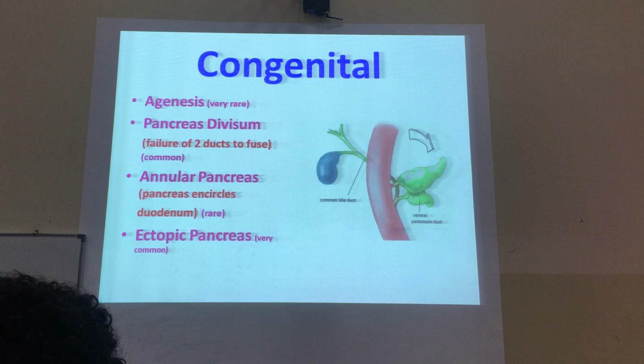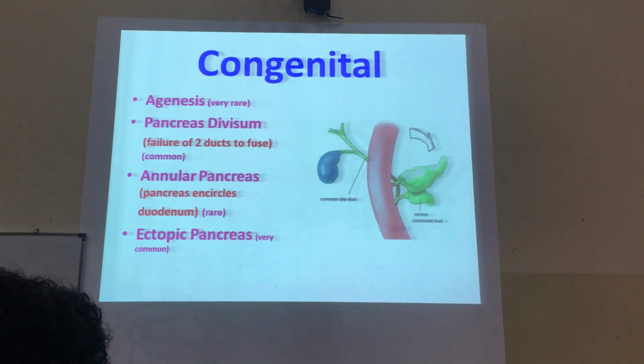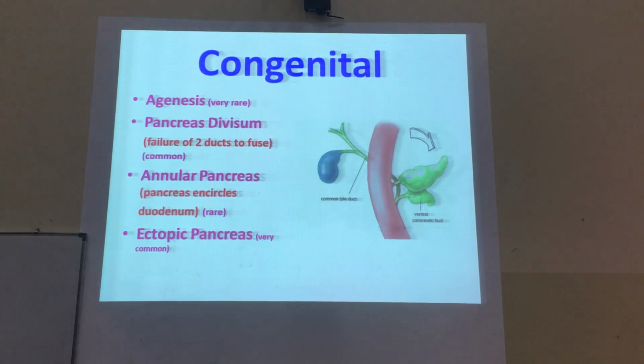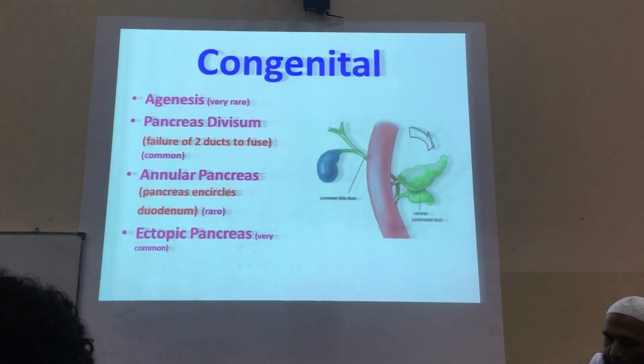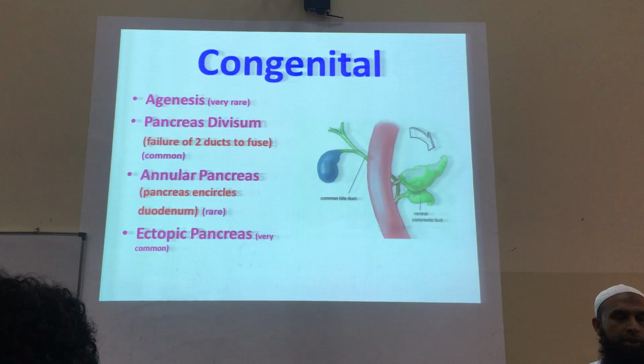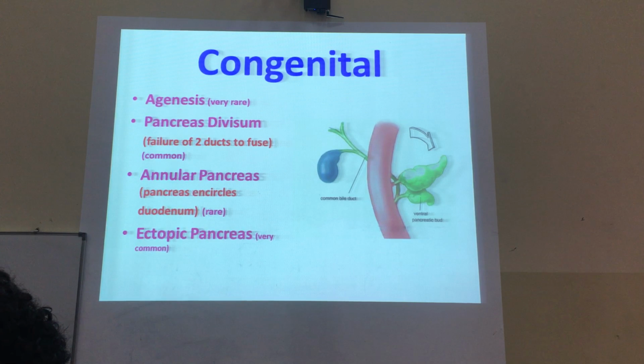These two buds are in very close proximity with each other, and they have separate ducts which open into the duodenum. During the process, these two buds fuse with each other, and their ducts also fuse with each other. Sometimes, in some persons, these two ducts don't fuse. Even though the buds are fused, their ducts remain separate. They are different, and they enter the duodenum at two different places. So this is called pancreas divisum, divided. So their ducts are divided. And it is very common.